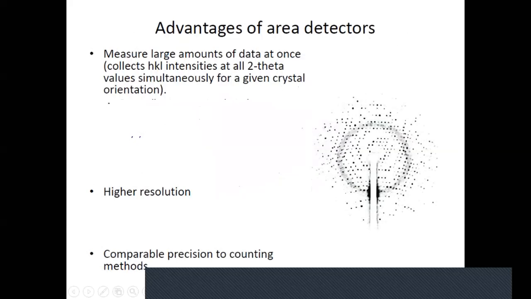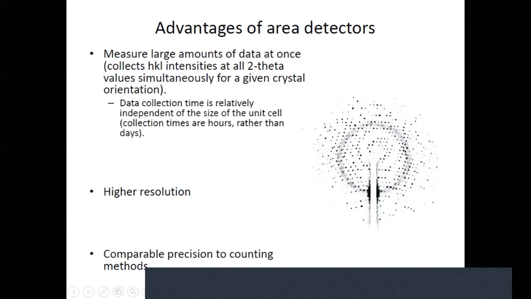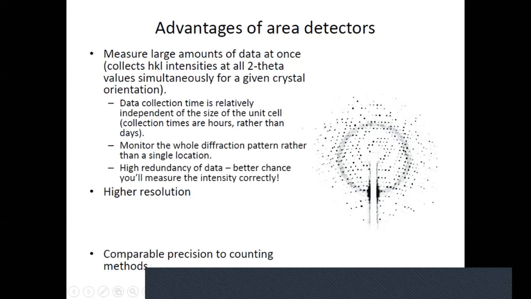So why do we use area detectors? Well, we can measure more data at once and at the same time, so it allows for faster data collection, higher resolution, and we can see more of the diffraction pattern, rather than if we're using a one-dimensional detector, which only sees a single location, and more redundancy of data.